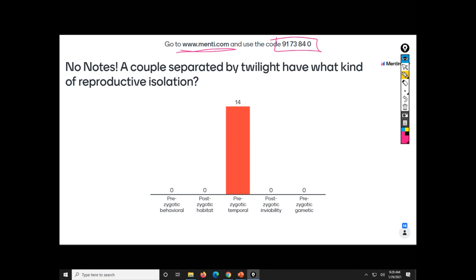Separated by twilight means separated by time of day. Yeah, I think so. Twilight is dusk.